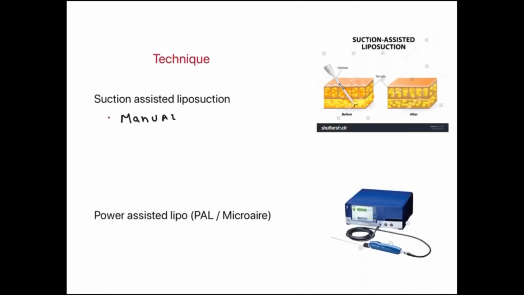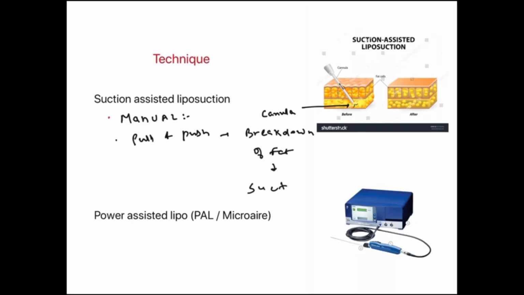So what are the techniques of liposuction? First is suction assisted liposuction. This is a manual technique. In this there is one cannula which is shown here. This is a cannula which is manually pulled and pushed by the surgeon, which causes breakdown of fat. Then this is suction.